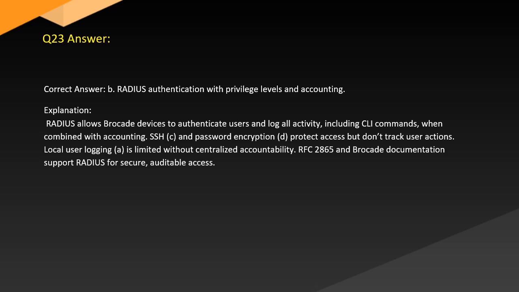Answer. Correct answer: B. RADIUS authentication with privilege levels and accounting. Explanation: RADIUS allows Brocade devices to authenticate users and log all activity, including CLI commands, when combined with accounting. SSH, C, and password encryption, D, protect access but don't track user actions. Local user logging, A, is limited without centralized accountability. RFC 2865 and Brocade documentation support RADIUS for secure, auditable access.